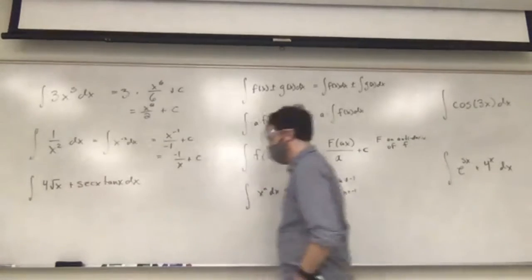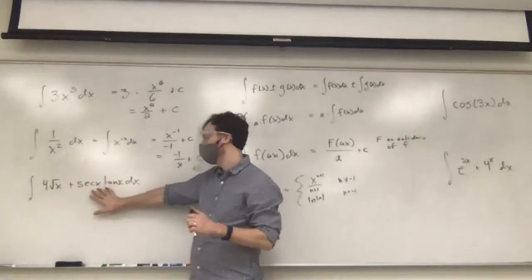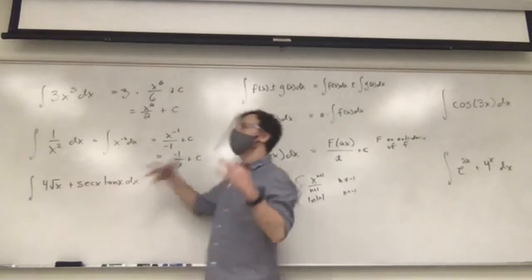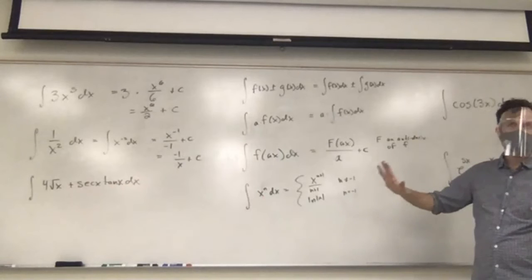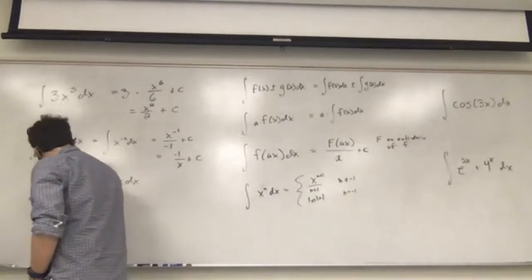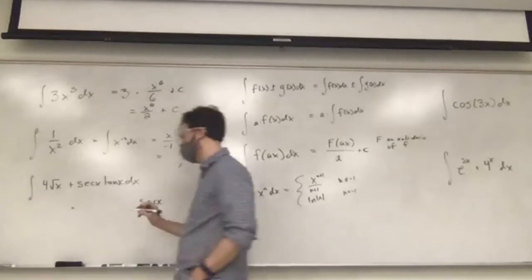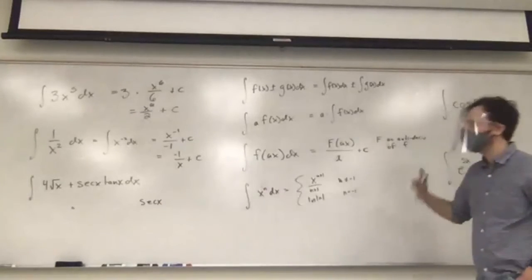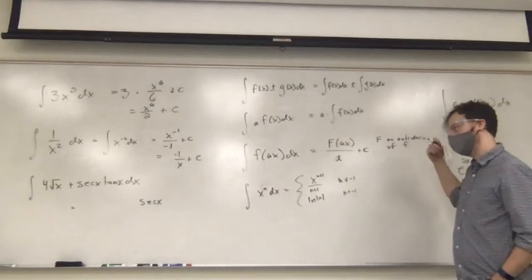In the next case, the secant tangent, the only way to really deal with this is to think we have these trig derivatives, which one gave me secant tangent? And that is secant. And there's not a way to do that other than knowing that the derivative of secant is secant tangent, and then reverse it.